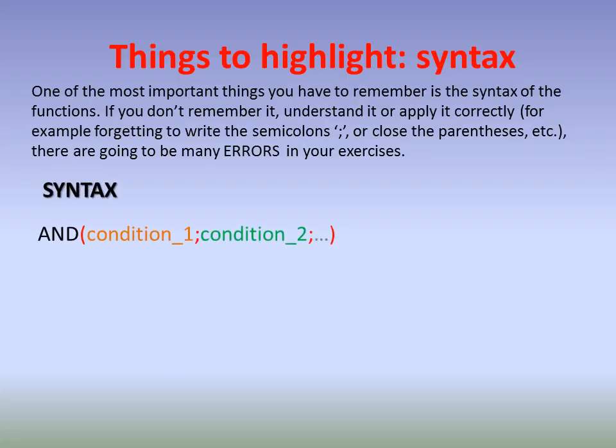For example, in the case of the function AND, you need to write equal, then AND, open parentheses, write the first condition. It can be a comparison between two numbers, etc. Write the semicolon, then the second condition. And if you want to write more conditions, you have to separate them with semicolons. Something important is, don't forget at the end to close the parentheses.